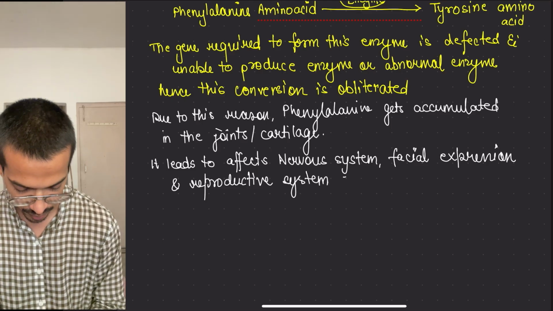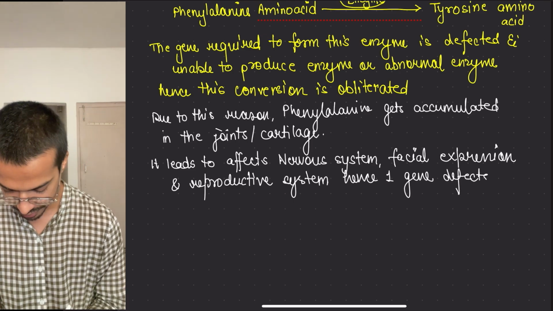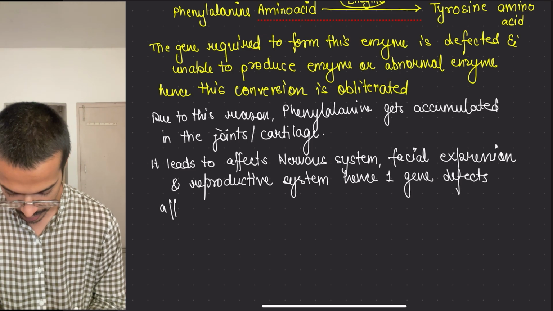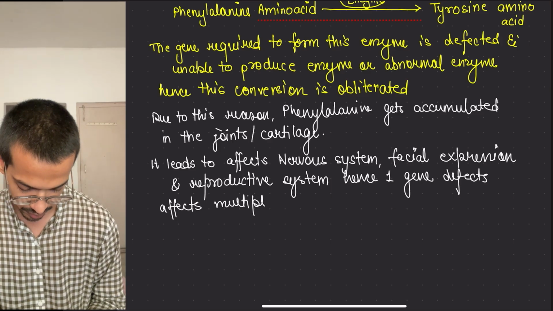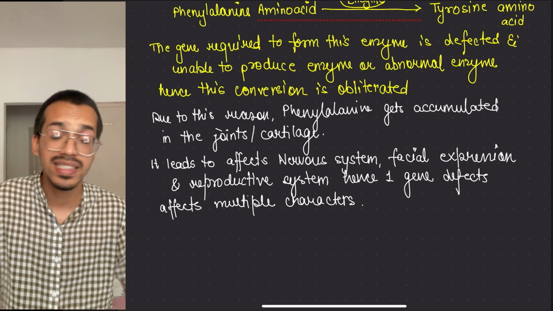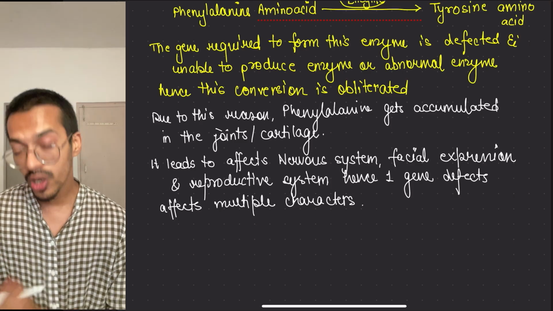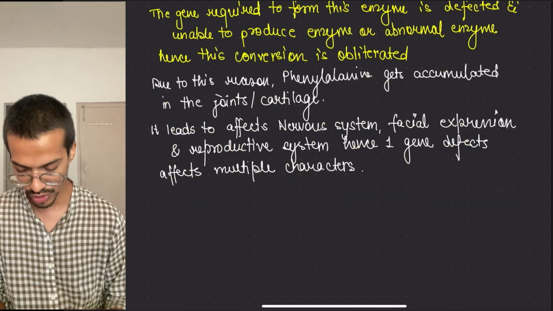Hence, one gene defect affects multiple characters. This is it. This is what? Your phenylketonuria. I hope this phenylketonuria is understood to you.